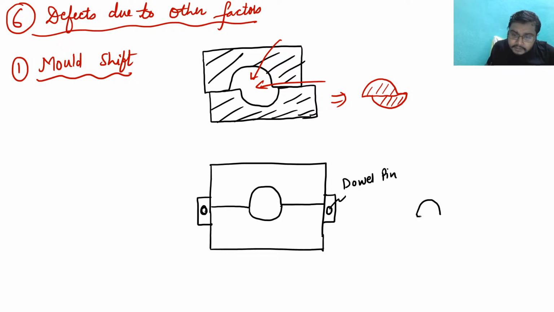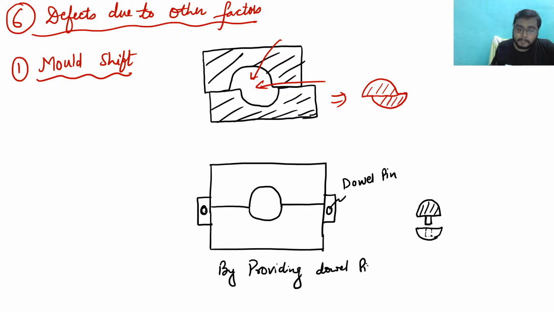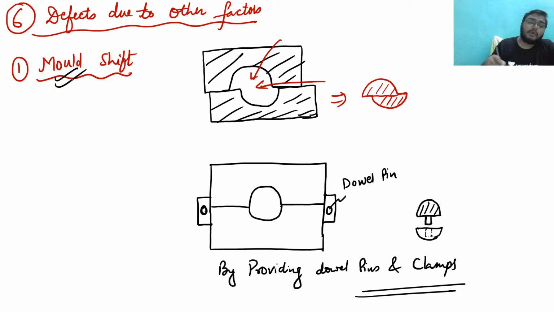I have explained the dowel pins in the earlier sections also, but still I'm telling. This is the dowel pin, and it gets into this kind of fixture. There is an internal hole here. So this dowel pin is here, and with the help of proper clamping, you can remove the problem of mold shift, right? So by providing dowel pins and clamps, you can avoid this mold shift.